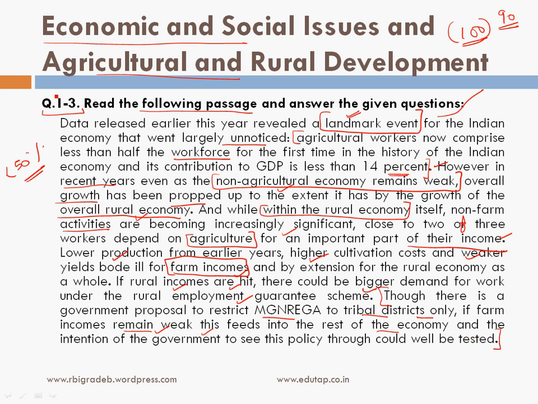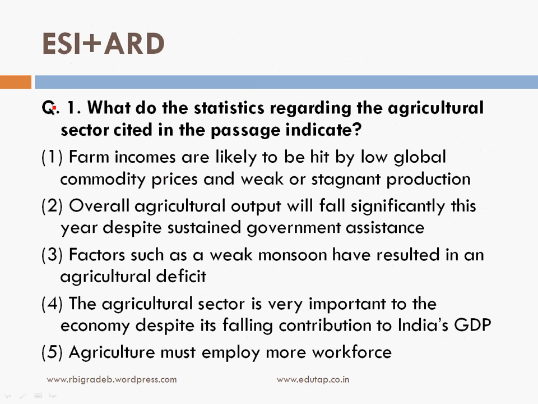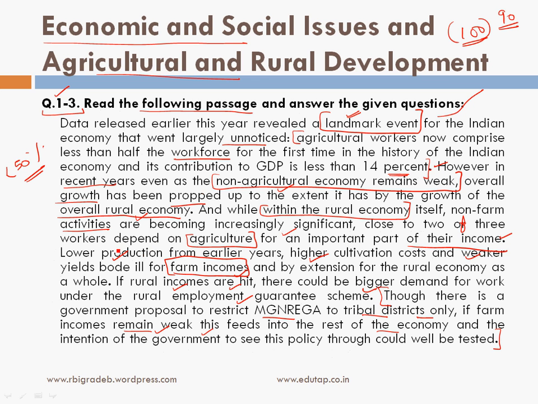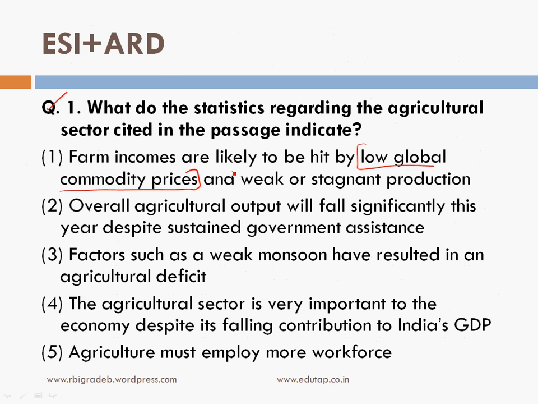Now you have to answer question number 1, 2 and 3 based on your understanding of this passage. Let's see the questions. See the first question. What do the statistics regarding the agricultural sector cited in the passage indicate? Farm incomes are likely to be hit by low global commodity prices and weak or stagnant production. Now there is nothing written in the given passage about low global commodity prices. We have already read the passage here. So lower production from earlier years, higher cultivation costs, low yields. Nothing is mentioned about the global commodity prices, so this option is not correct.